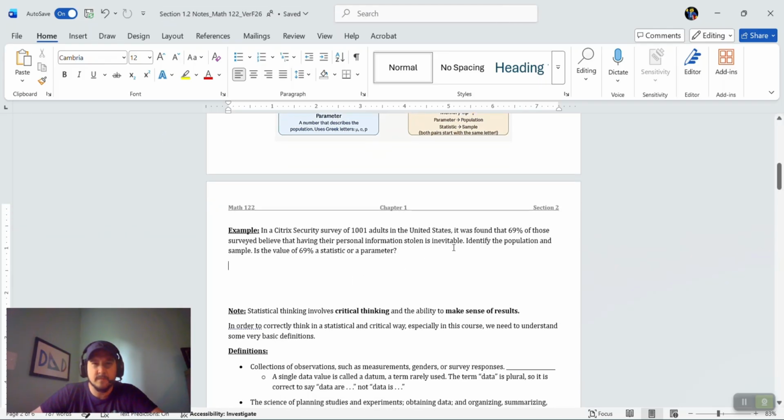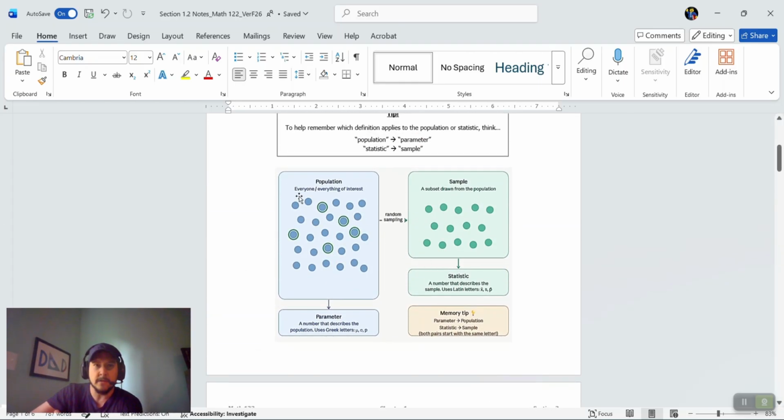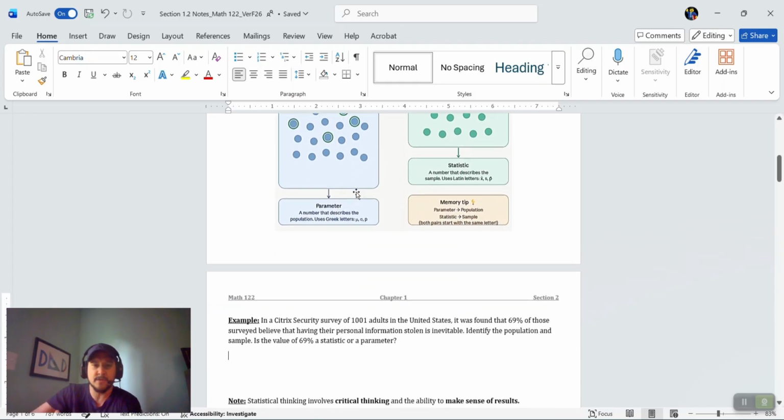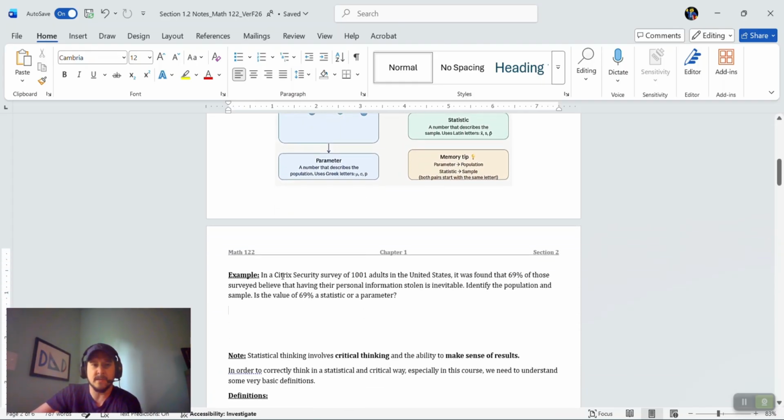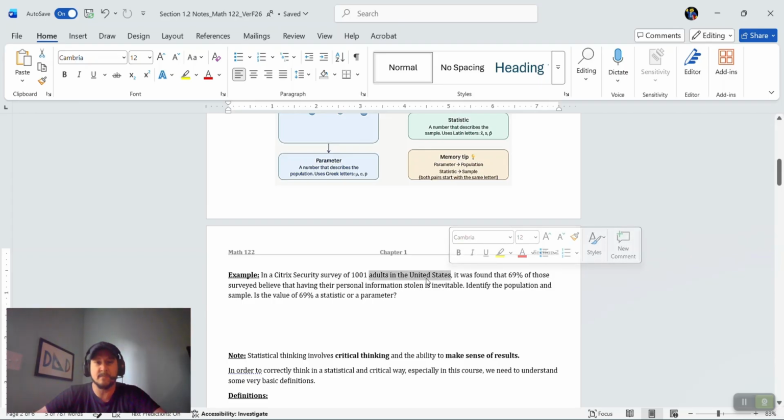Sometimes it fixes the typesetting. Okay, so if you're wondering about the answer to this, the population is, as it says here, everyone or everything of interest. And so it says in a Citrix security survey of 1,001 adults in the United States. So in this case, that's actually going to be the population.